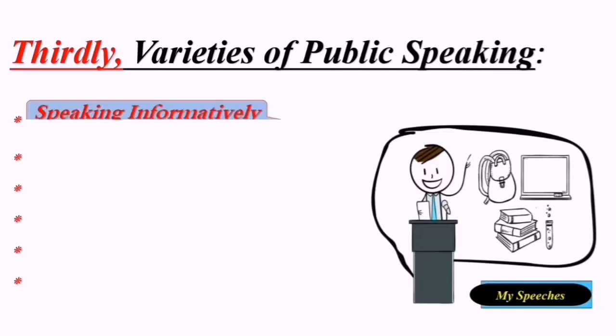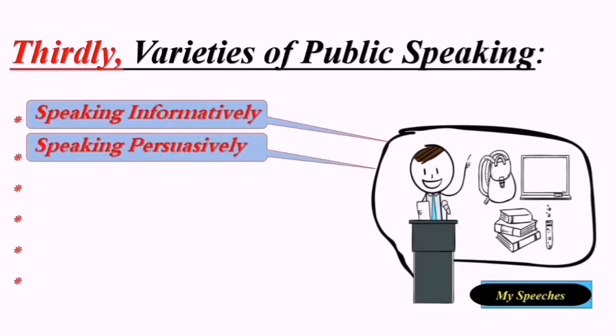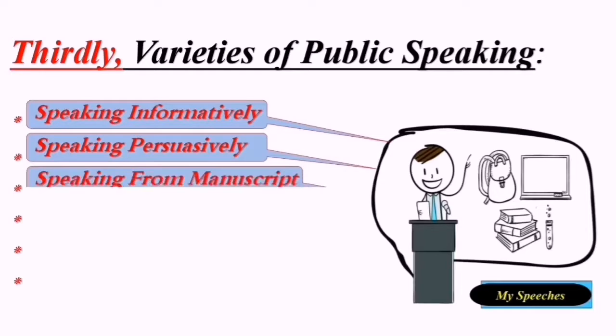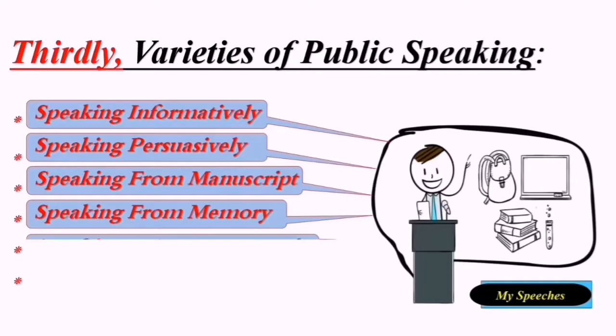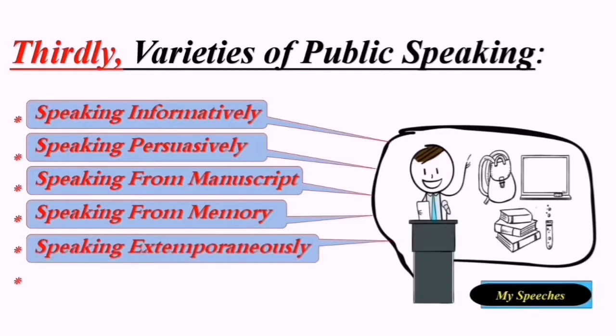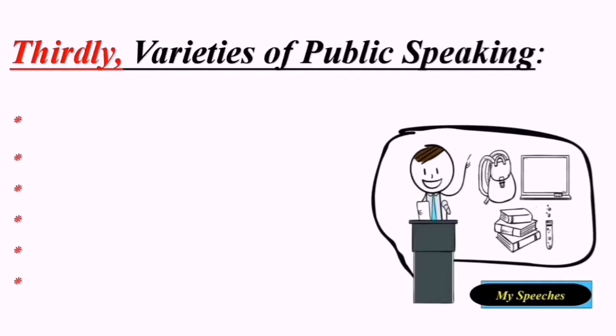Thirdly, varieties of public speaking. We have 6 varieties of public speaking. Number 1, speaking informatively. Number 2, speaking persuasively. Number 3, speaking from manuscript. Number 4, speaking from memory. Number 5, speaking extemporaneously. Number 6, speaking impromptu. These are all kinds of public speaking.